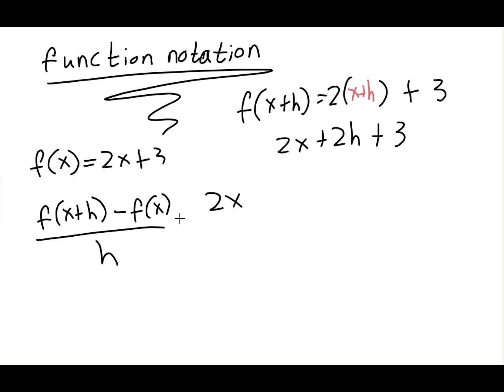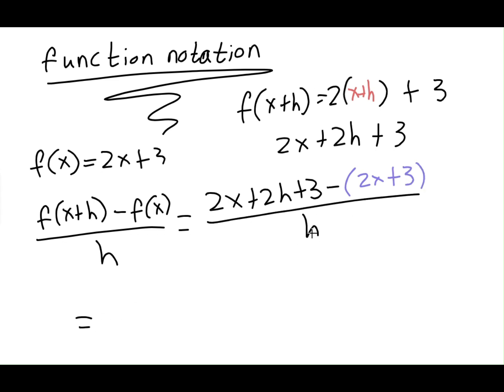So we'll take that 2x plus 2h plus 3, and we'll subtract the original f of x, which is 2x plus 3, and then divide by h. Now, just like before, we have some things that go away. 2x minus 2x goes away, and 3 minus 3 goes away. So we just have 2h left in the numerator. When we divide that by h, it cancels, and this is just 2.